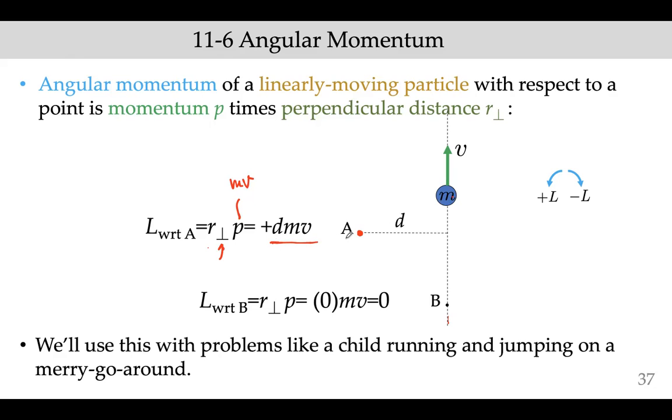Now, is it positive or negative? Well, look at it with respect to this point. As the particle moves in this direction around this point, this looks like the counterclockwise direction, right? So counterclockwise is positive, so then we have this positive sign.